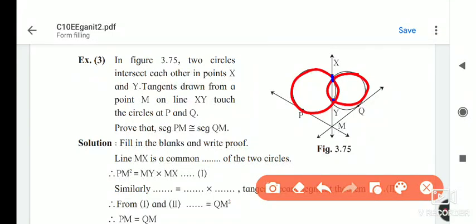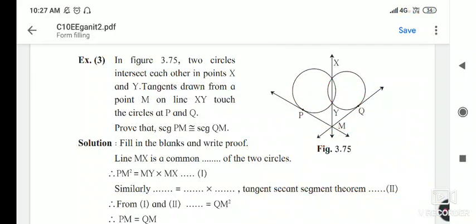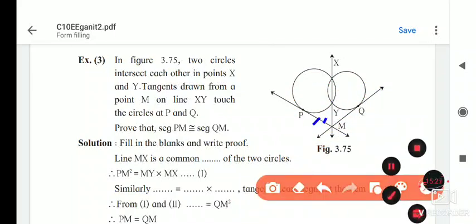Then tangents are drawn from a point M on line XY. From this point M, we draw a line passing through XY, and another tangent. PM and MQ are the two tangents touching the circles at points P and Q. Then we have to show that PM is equal to MQ.